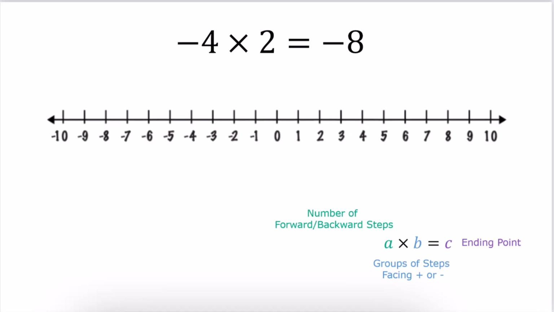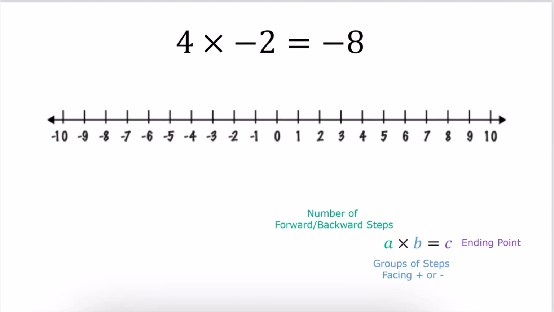If I want to do negative 4 times 2, I'm still going to be facing the positive side of the number line because it's a positive 2. But this time I'll be taking two groups of 4 steps backwards because I'm taking steps of negative 4, which means I'm going to be going backwards. So here's one group of negative 4 backwards, and then here's another group of the negative 4 backwards, which puts me at negative 8. And so this shows why negative 4 times 2 equals negative 8.